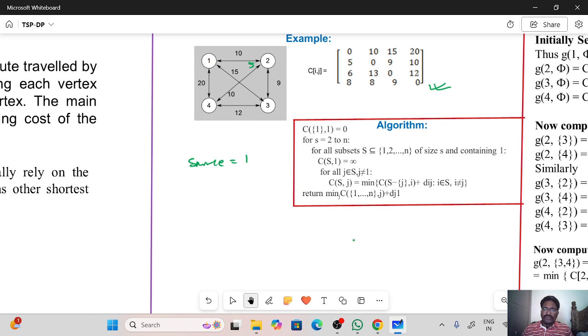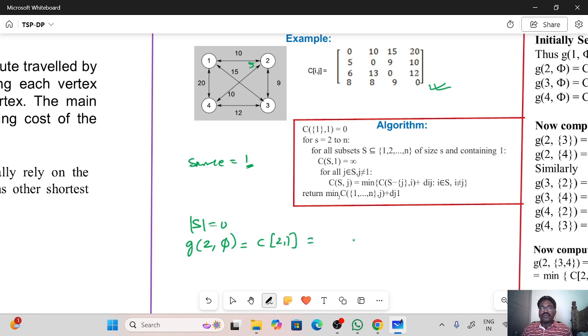Initially, I am going to find with my set length 0. Set length 0 is nothing but I have reached all the vertices. So what are the possibilities for the last vertex except the source? That may be 2, 3 or 4. So g of 2 with the empty set, what is the base case? 2 to the source vertex. What is our source vertex? 1. So the cost of 2 1.